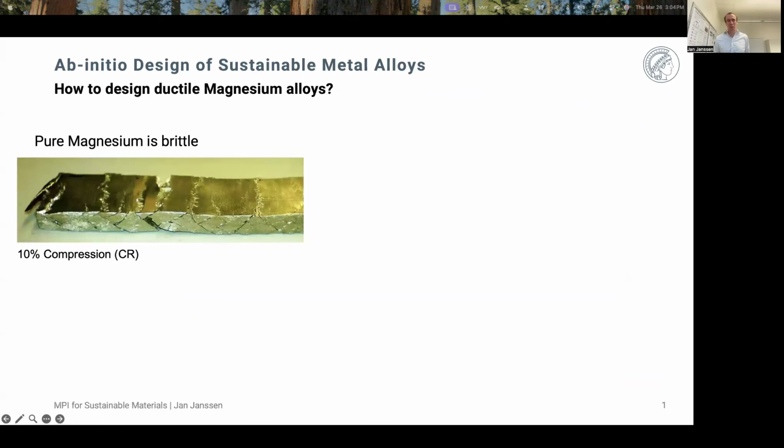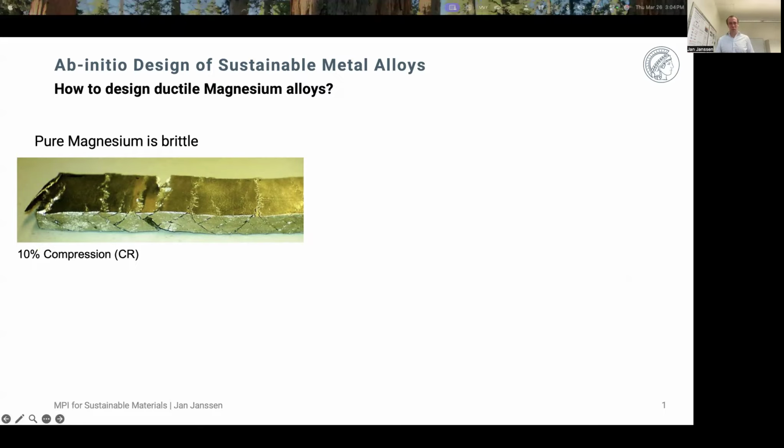I want to start with an application as an example. What is the kind of work that we are doing here at the Max-Planck-Institute for Sustainable Materials? I want to illustrate this with the example of a magnesium alloy. As you're all very well aware, pure magnesium is rather brittle. We see this already at 10% compression: magnesium fractures, and so we can't use it in a wide range of applications.